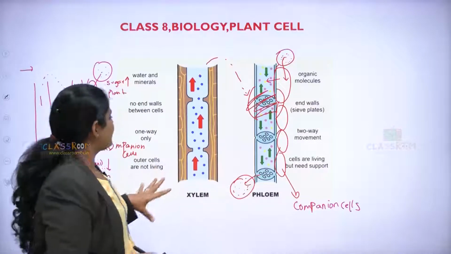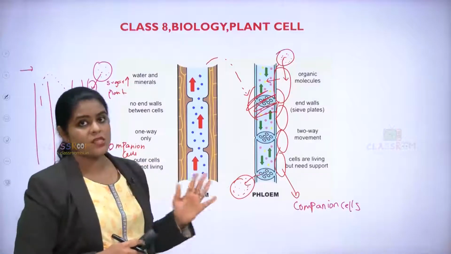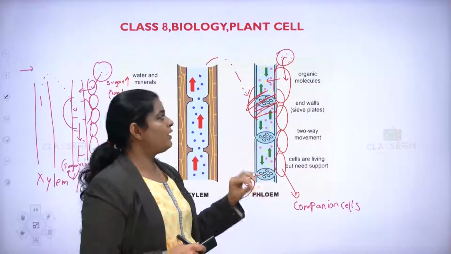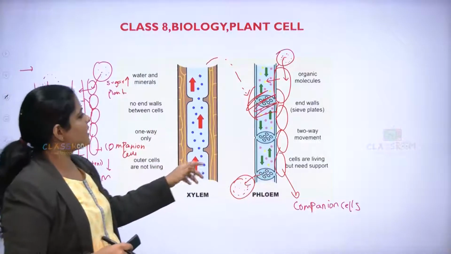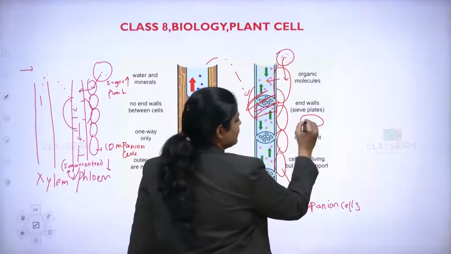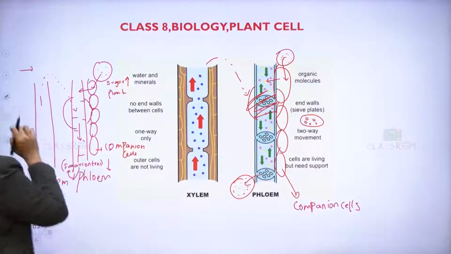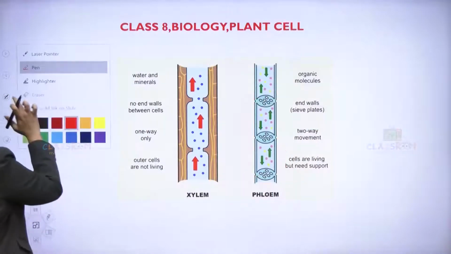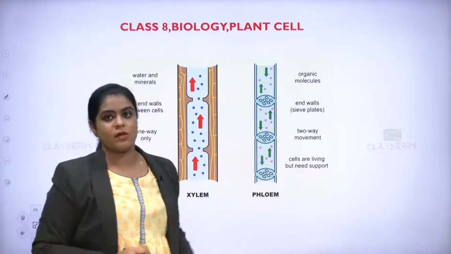Okay. So, let us see the difference between the xylem and phloem. Xylem transports water and minerals, phloem only food and minerals, alright. And then here there is no end wall between cells, there are end walls that are called sieve plates. So, these are the sieve plates that you see in the diagram. Alright, let me just make it easier for you. So, here you can see the sieve plates on the screen.